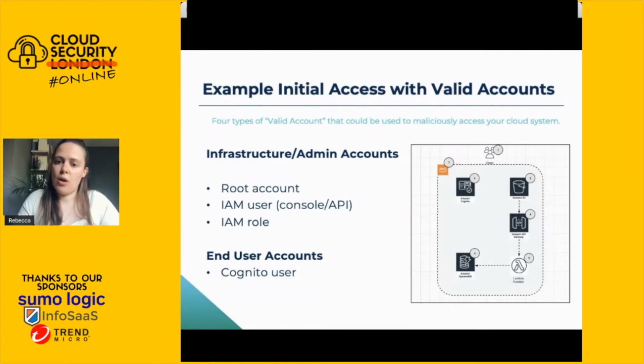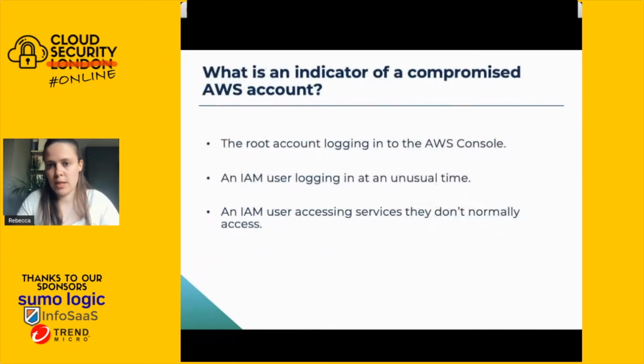We've got infrastructure and admin accounts. This would be things like the root account to your AWS environment, your IAM users, which could have either console access or access through the API, and your IAM roles. And then you've also got your end user accounts. These are your Cognito users, your actual users that are using your web application, logging in, looking at data, etc.